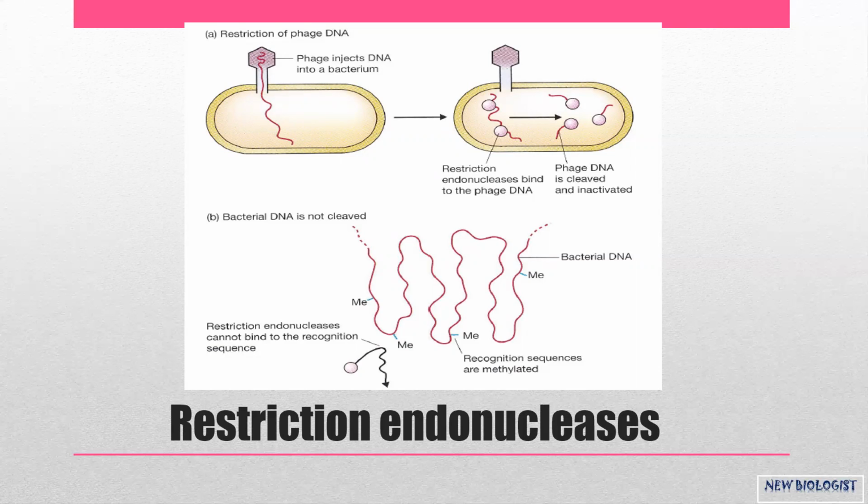So why is it not so? Bacterial DNA is not cleaved because methylation takes place on the DNA, which masks the restriction enzyme site from being recognized by this restriction endonuclease, and so the bacterial DNA always survives.